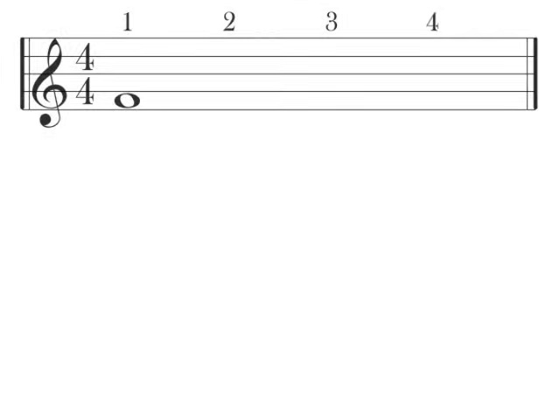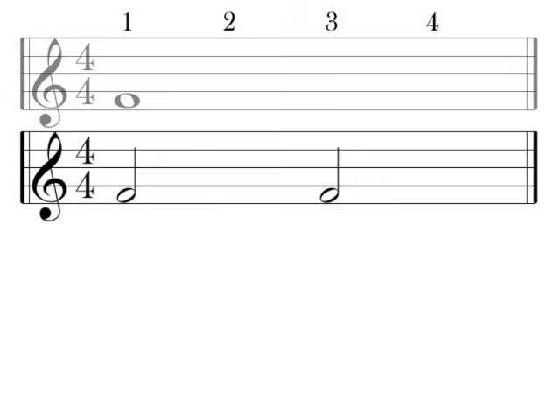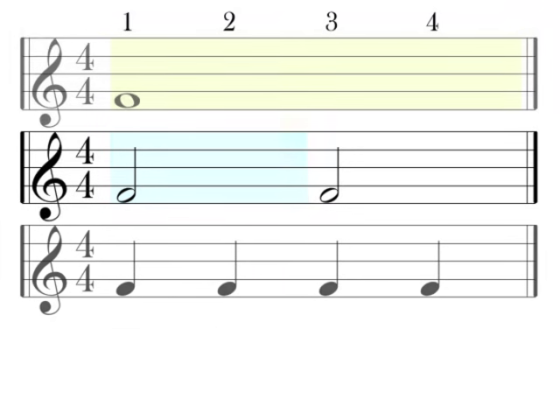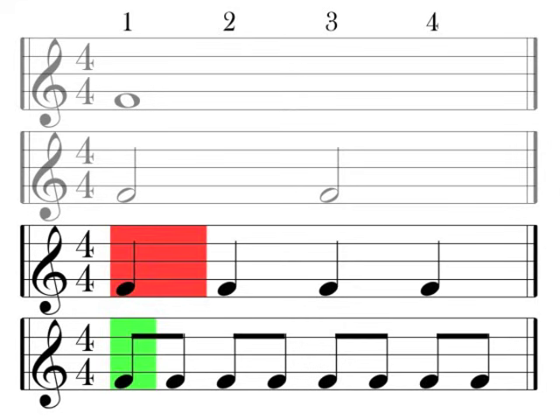We already know that a whole note sounds for 4 beats, a half note sounds for 2 beats, and a quarter note for only 1 beat. Just like a half note is half of a whole note, a quarter note is half of a half note. In the same sense, an eighth note is half of a quarter note.